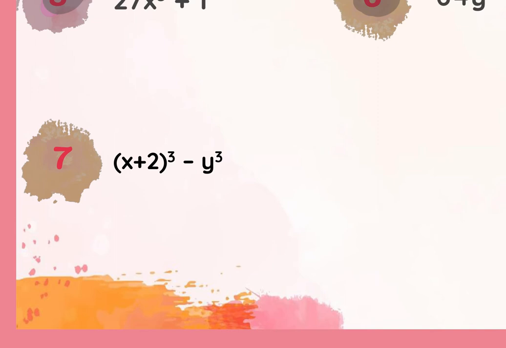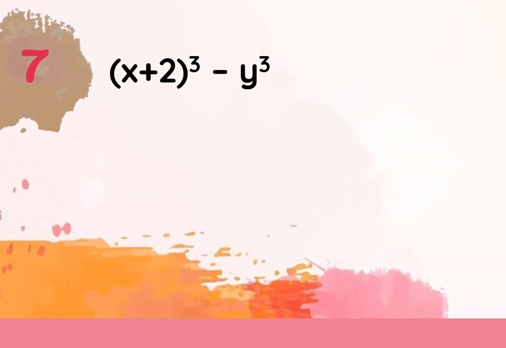All right, so 7 looks weird. You've got an expression in there, right? But is x plus 2 to the third a perfect cube? Yes. Is y to the third a perfect cube? Yes. So we cube root each. The cube root of x plus 2 to the third would just be x plus 2. The cube root of y to the third would be y. First set of parentheses would be x plus 2 and then y.